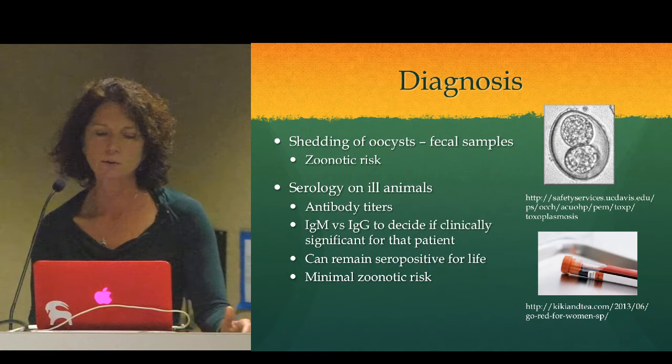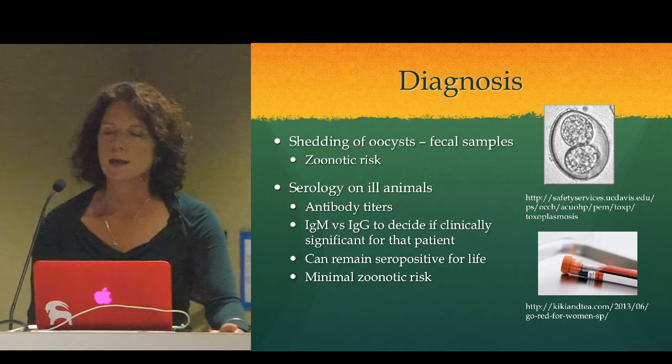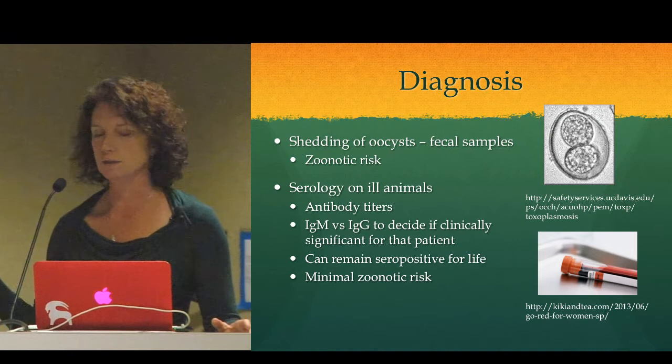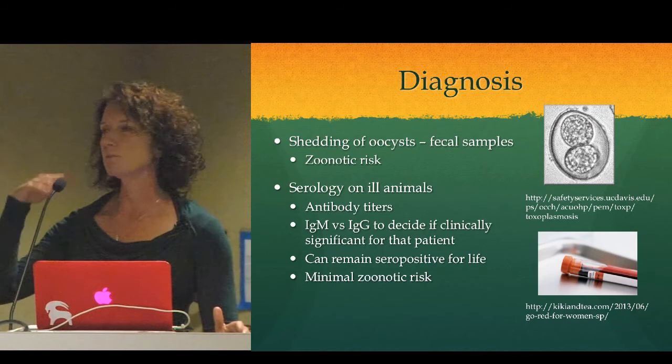IgG is your later titer. I'm sure you all remember this. And they can remain toxoplasma positive on serology for life. So that does not indicate that it's an active infection. But if they're serology positive, I just wanted to remind everybody, that makes them very low risk.